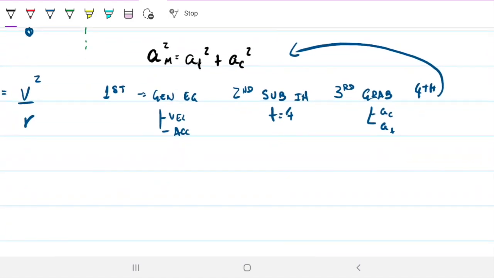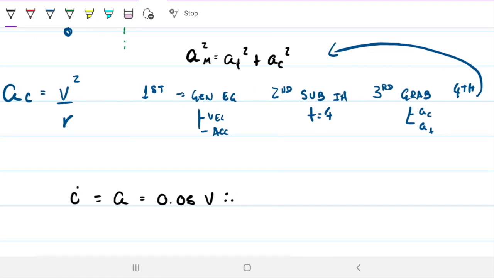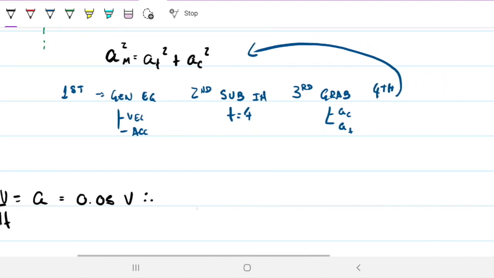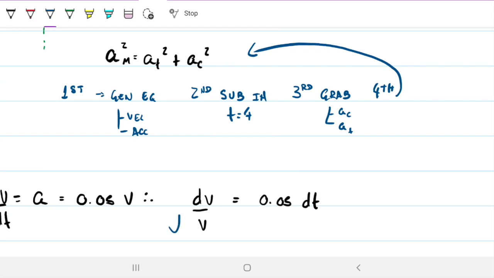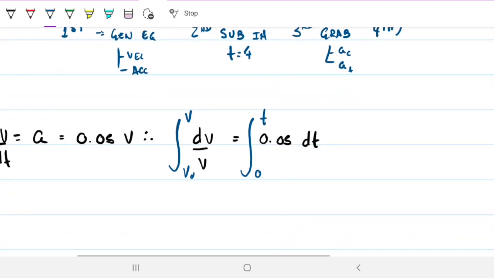Let's write down the equation that we know for acceleration. We know acceleration is 0.05 velocity, and this is in meters per second squared. So if I know that this is dv dt, then I can simply say dv divided by v equals 0.05 dt, which allows me to integrate here from v naught, which I know, to any v that I want, and from 0, which is corresponding to v naught, to the t corresponding to that v there.